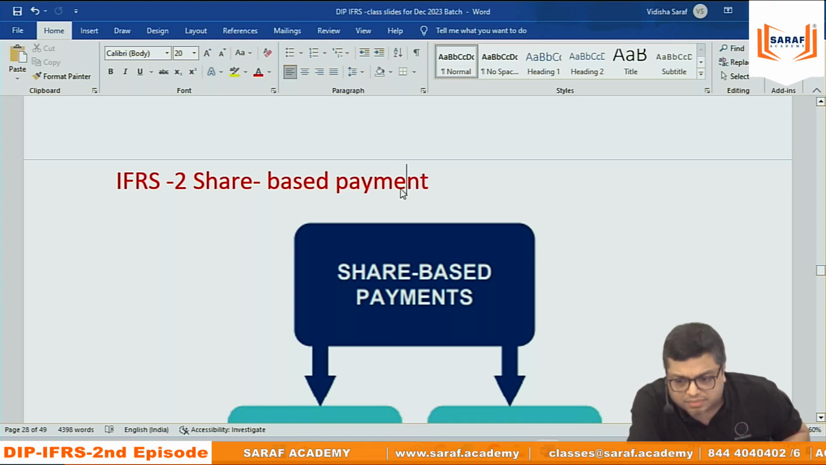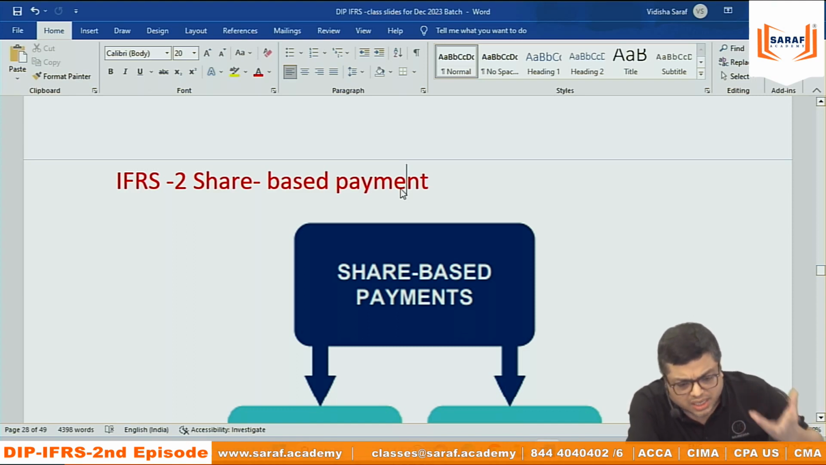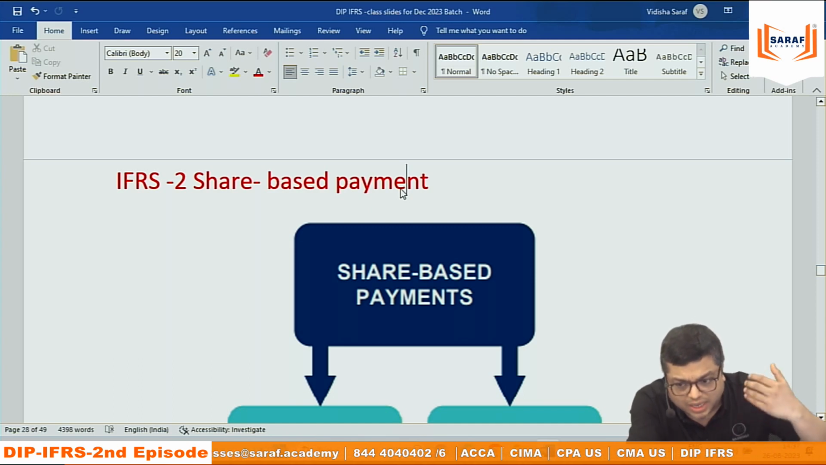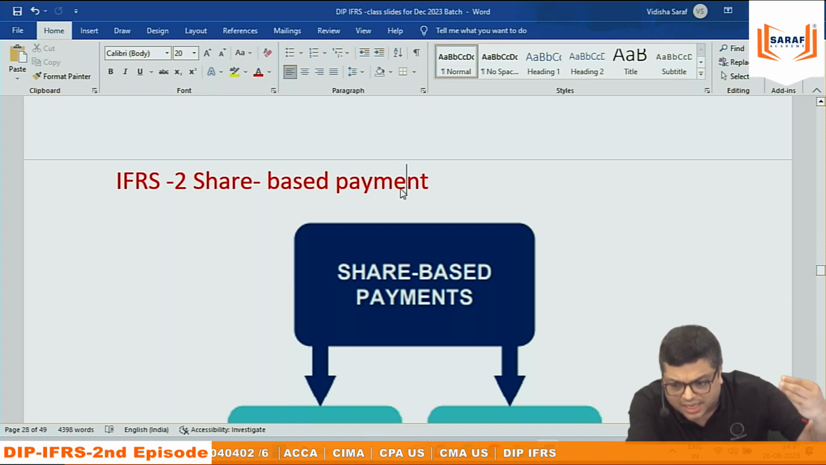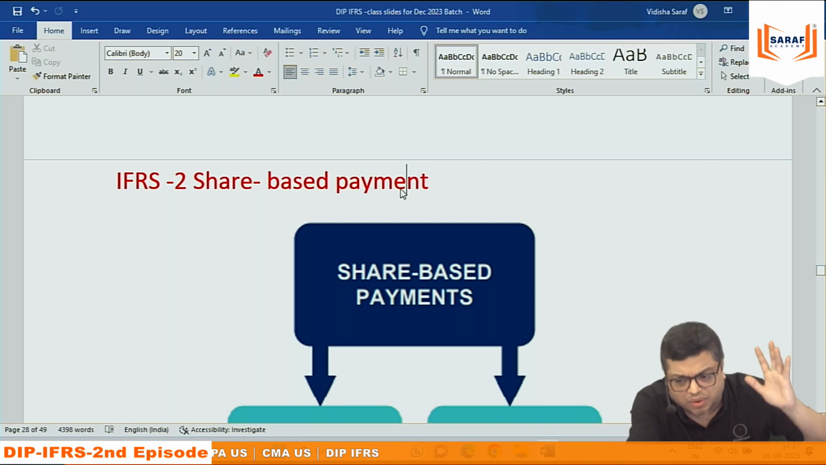But normally, in a private company not listed in a stock exchange, share-based payments are not happening. It's not that it is not allowed. It is allowed. But neither is a private company giving shares to employees, nor are employees getting shares from a private company not listed in a stock exchange. Normally this is famous in bigger companies where the shares are listed in a stock exchange.